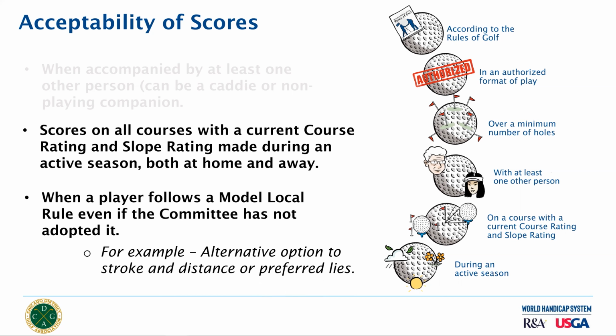When a player follows a model local rule, even if the committee has not adopted it. For example, the alternative option to stroke and distance or preferred lies. Last year, when the rules of golf were modified, a new rule was put in that the club could adopt if an individual hit a ball that went out of bounds. They did not have to return to the previous spot. By going through the rules and this local rule being implemented, the individual will be allowed to drop a ball at the approximate point where it did go out of bounds, add the appropriate penalties, and go from there. Even if the club has not adopted that rule, but the group that is playing is using that rule and uses it correctly, that score is to be posted for handicap purposes.